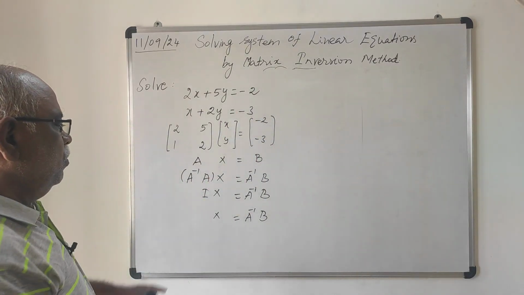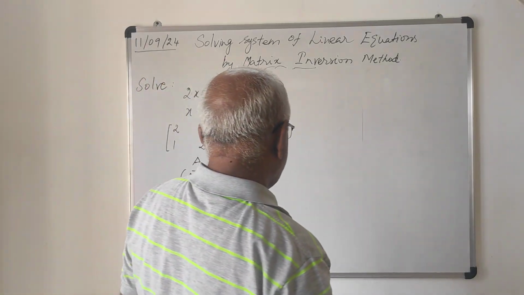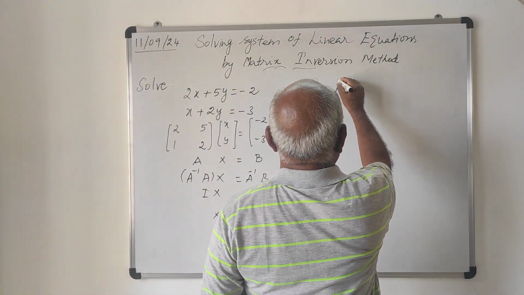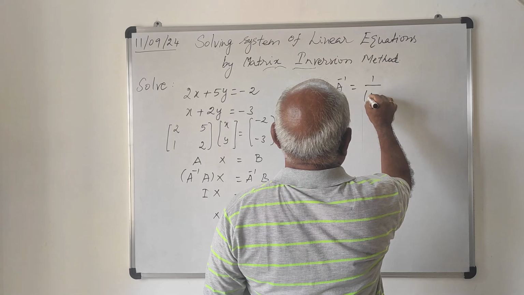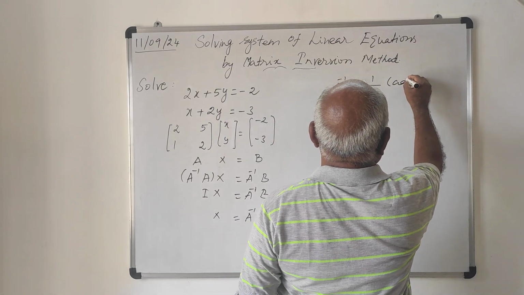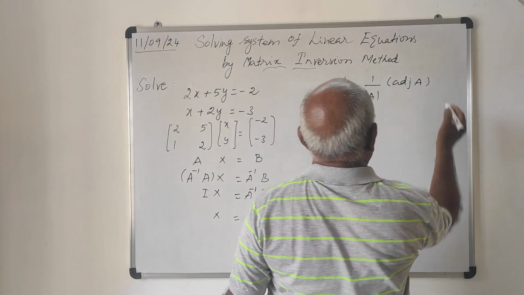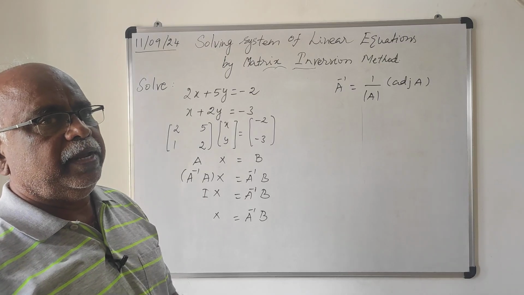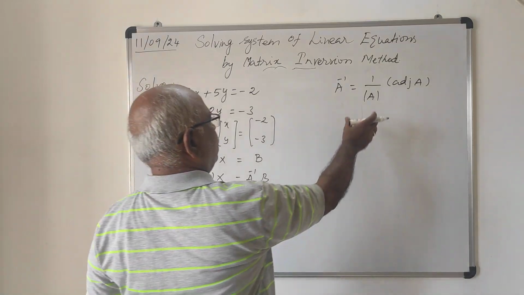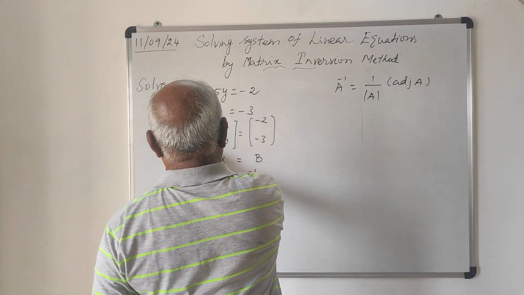Now, to find A inverse, you know the formula. A inverse equals 1 by mod of A into adj A. This is your formula. What is the modulus of A? It is the determinant value of A. You know A.